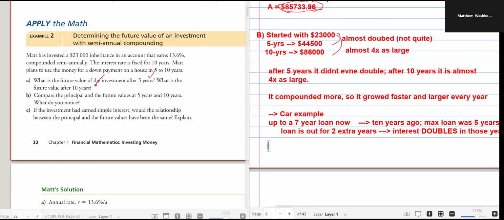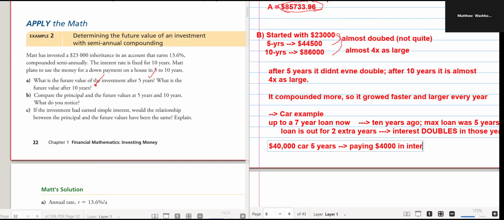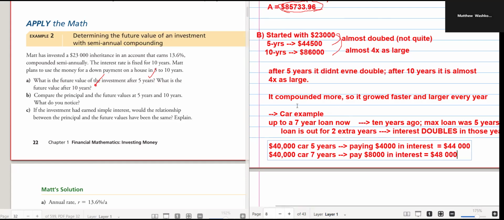So let's say, for example, I'm just picking a random number. I buy a $40,000 car for 5 years. Maybe I'm paying $4,000 in interest, right? $40,000 loan, $4,000 interest. It's costing me $44,000 at the end. If I do that $40,000 car for 7 years, I might pay $8,000 in interest, because it's compounded more. The loan's longer, the interest accrues more. So now that same car costs me $48,000. So the longer you take out a loan, the more it compounds, okay?